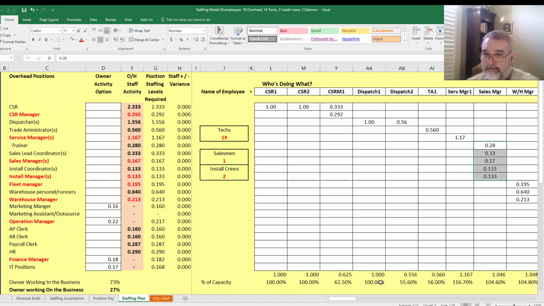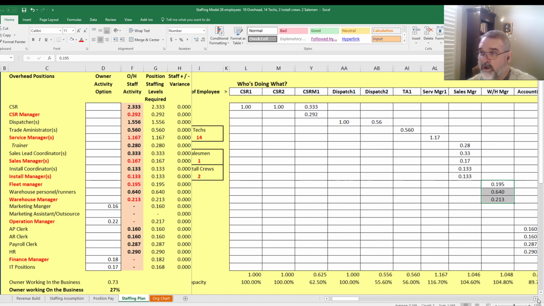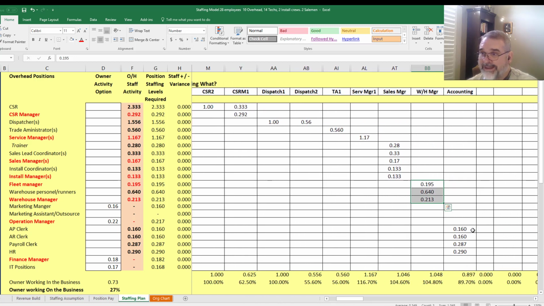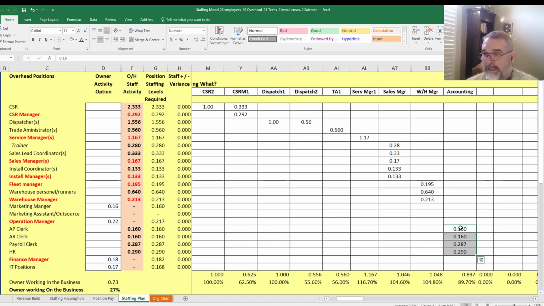All right. And the owner is wearing more capacity in operations now, the finance, and the IT position to make him 73% in the business. Yep. Okay. Then I've got a warehouse manager. Took that off. Now I've got 104% for a warehouse manager, and accounting is now at 89%. So you can see this starting to scale up as the staff count gets larger, how far the staff can be pushed.